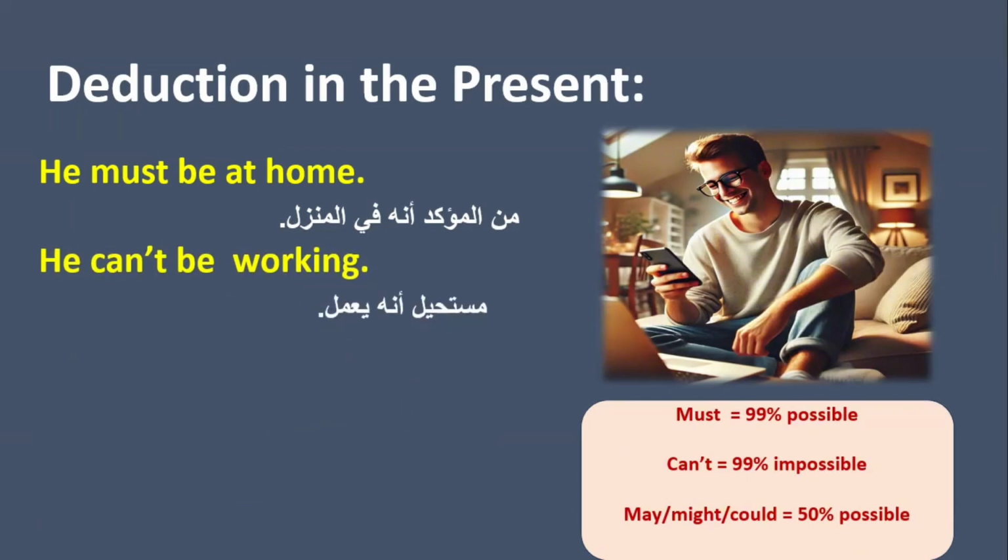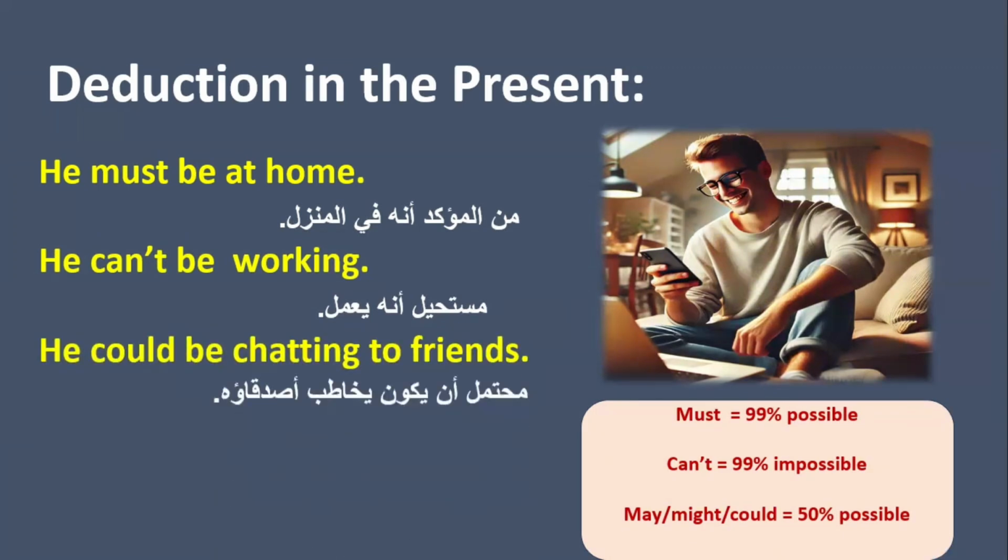How do I know? Because he is looking at his mobile phone and smiling. So we are assuming he is doing something else, but he's not working. He could be chatting to friends. Now this part I'm not sure about because he could be chatting to anyone else. من المحتمل أن يكون يتحدث مع أصدقائه أو يخاطب أصدقائه, or he could be talking to someone else, or he could be reading a story. We're not really sure. So I will use could, and this is referring to the present. Could be chatting to his friends.